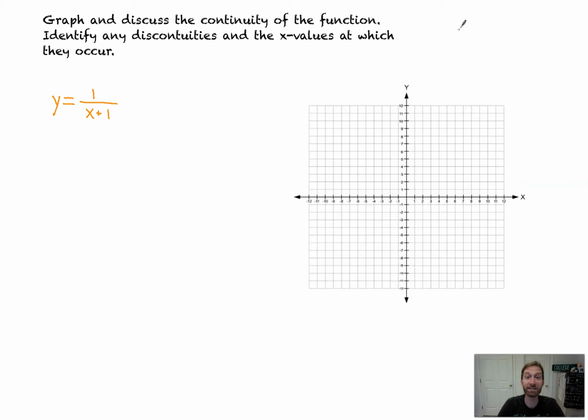On to the next one. It's that simple. It's not so bad. Graph and discuss the continuity of this function. Identify any discontinuities and the x values at which they occur. Let's do it. So 1 over x plus 1, we've got a vertical asymptote at x equals -1 because that's where our denominator equals 0. So I'll say VA at x equals -1.